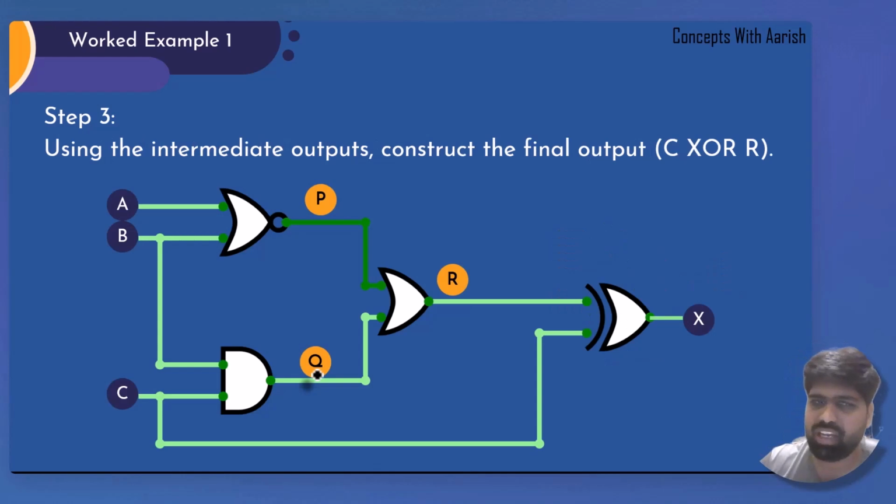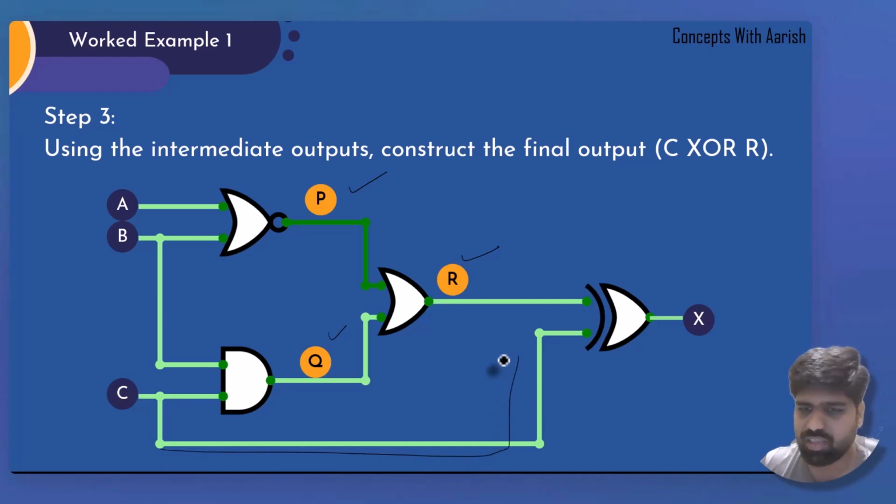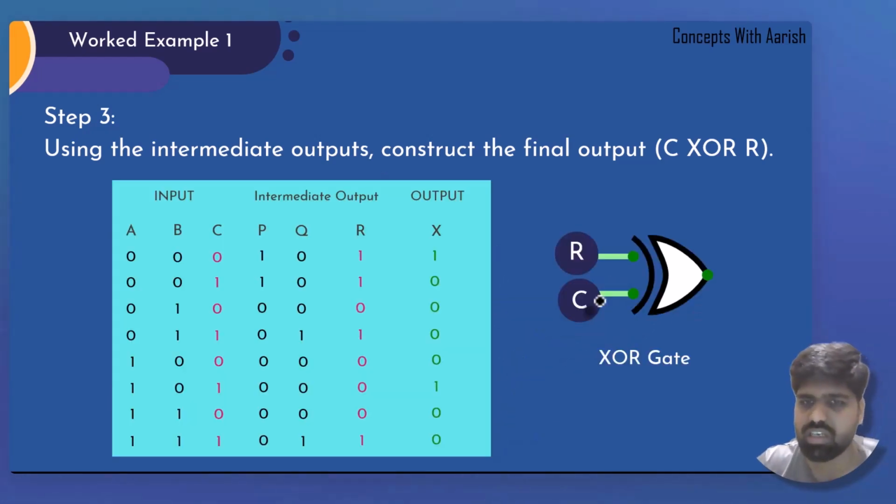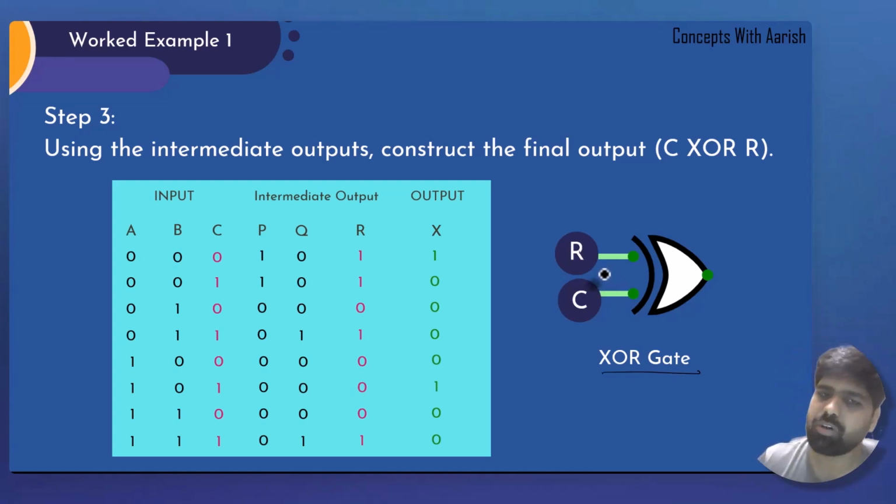Now we are done with this P, we are done with this Q, we are done with the R. Now we have to take this C that's coming over here and this R in order to produce the X as a final result. So the inputs are R and C, and it's an exclusive OR gate. Exclusive OR, what does it do? If both the inputs are similar, then it produces zero. If both the inputs are opposite to each other, then it produces a one.